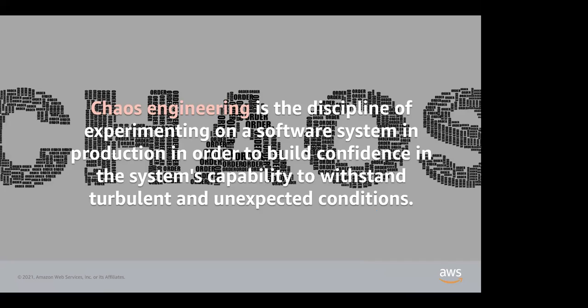Now, before everybody goes out there and starts disrupting your production environments, you need to make sure you're on board with your leadership, that they understand what chaos engineering is and the intent behind it. But the whole idea is to discover where your systems have weak points, and how they can withstand unexpected things, okay?